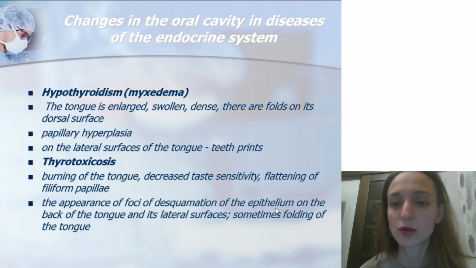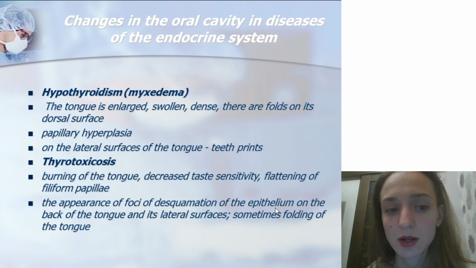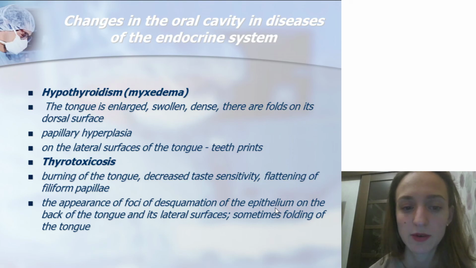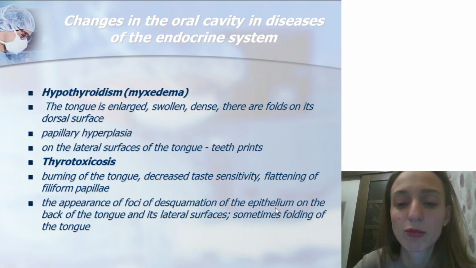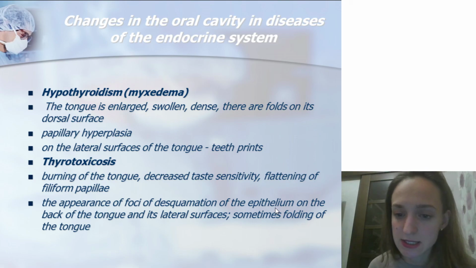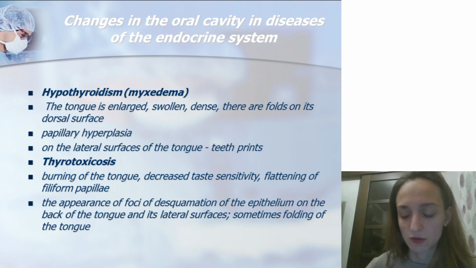Then changes in the oral cavity in diseases of the endocrine system, hyperthyroidism or myxedema. The tongue is enlarged, swollen, dense. There are folds on its dorsal surface and papillary hyperplasia. On the lateral surfaces of the tongue, teeth prints. And thyrotoxicosis, it is burning of the tongue, decreased taste sensitivity, flattening of filiform papillae, and the appearance of foci of desquamation of epithelium.